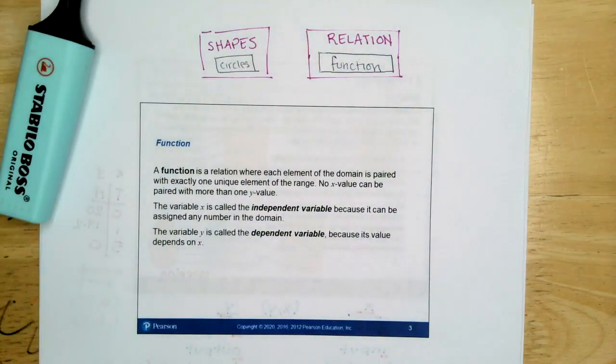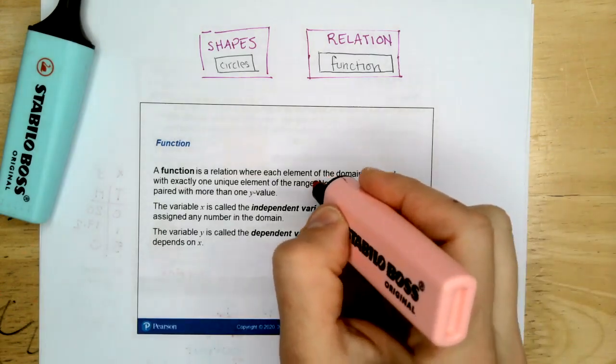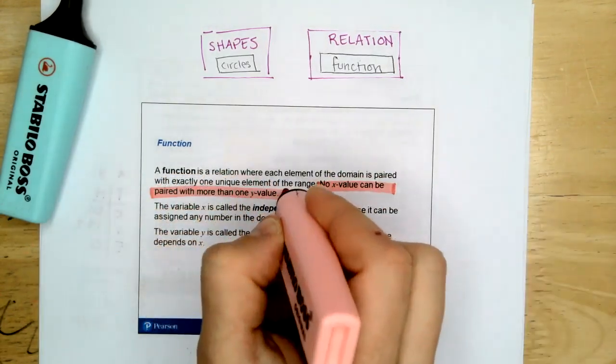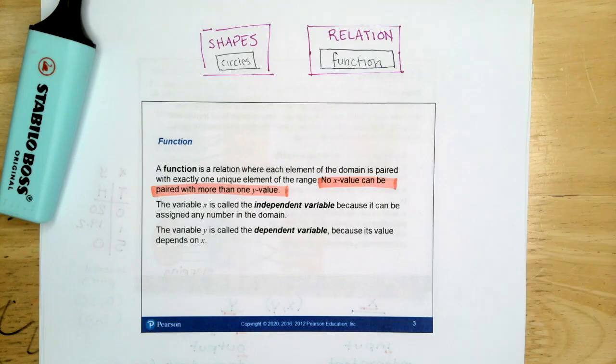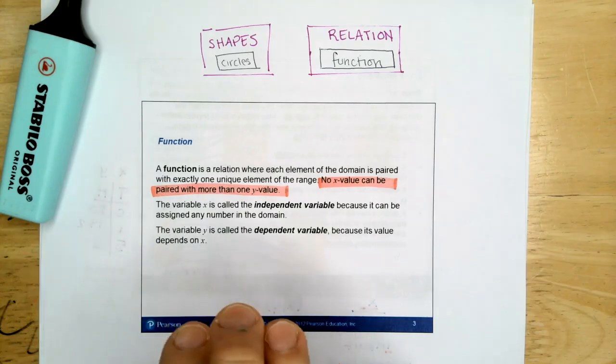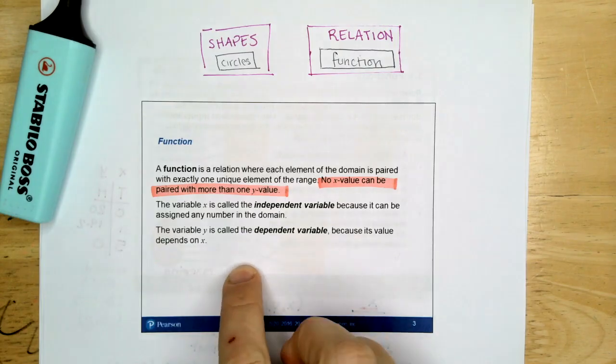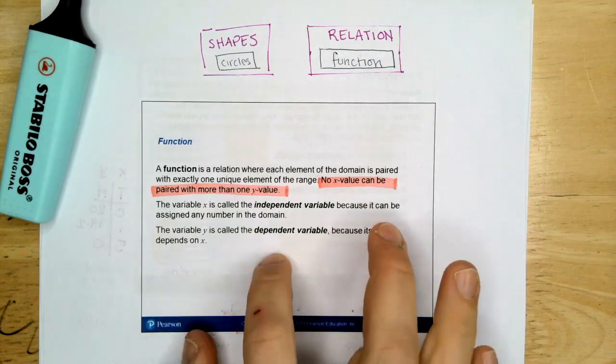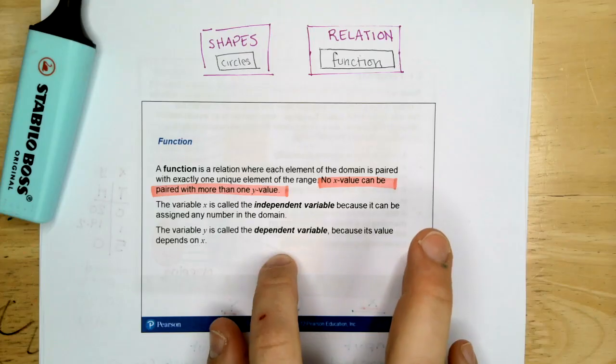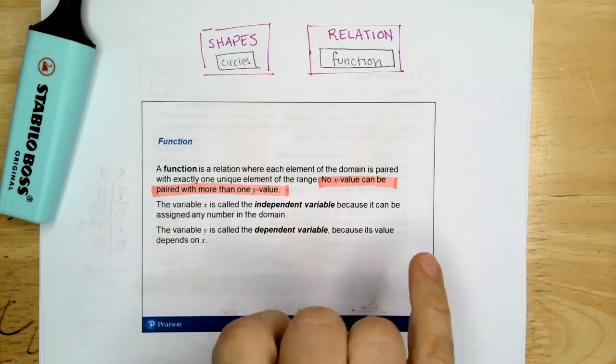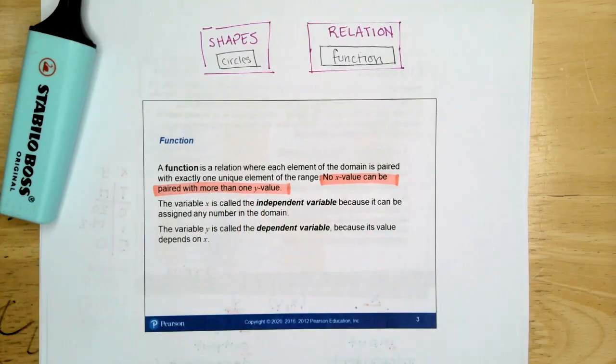No x value can be paired with more than one y value. It's okay if a y value has more than one x, but an x cannot have more than one y. When I put an x into the function, that x always gives me the same y. There are not two different y's that are possible, okay?